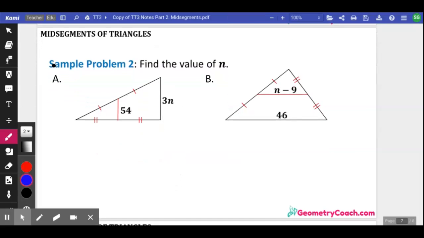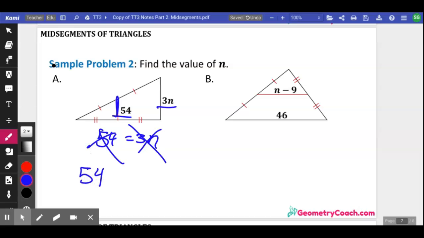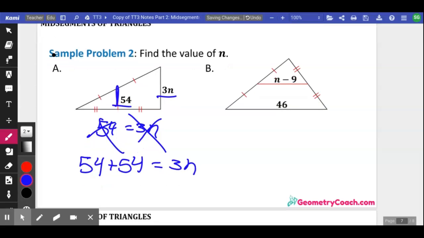Let's take a look at the next. Okay, so for these ones, we're solving for n. 54 is the mid-segment, and 3n is the side that is parallel to it. Now, it is not 54 equals 3n. Those are not the same length. Remember, the mid-segment is half the length of the other one. So if we had two 54s, it would be equal to 3n. So 54 plus 54 is 108 equals 3n. Divide both sides by 3. And you get 36.